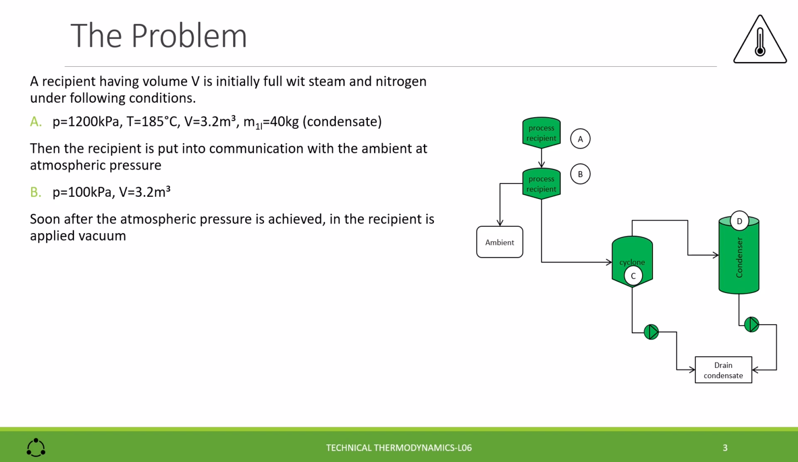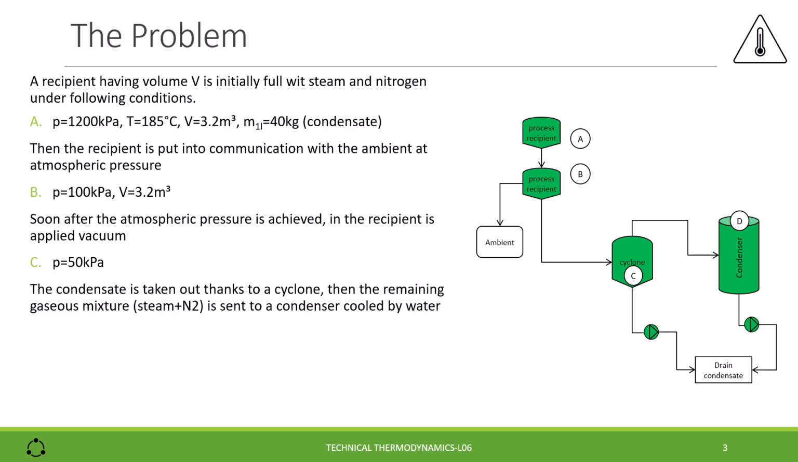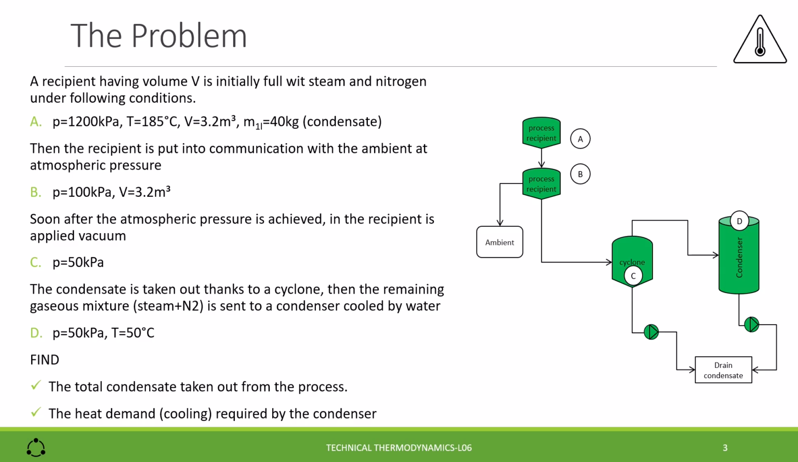Soon after the atmospheric pressure is achieved, the vacuum is applied in the recipient, and this is the condition C. The pressure is 50 kPa and the condensate is taken out by a cyclone. Then the remaining gaseous mixture, steam plus nitrogen, is sent to a condenser cooled by water. And this is the condition D, where the pressure is still 50 kPa and the temperature 50 degrees. We need to find the total condensate taken out from the process and the heat demand, in this case a cooling demand, required by the condenser.